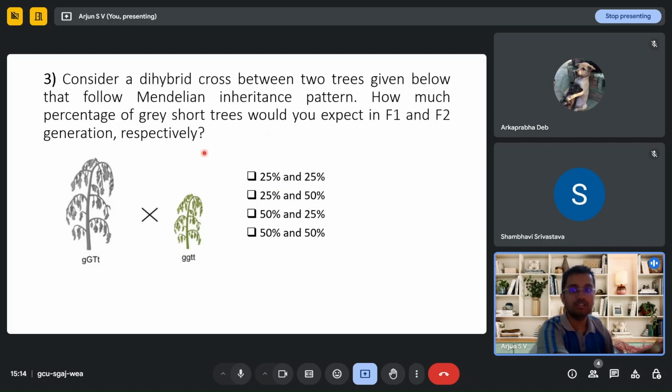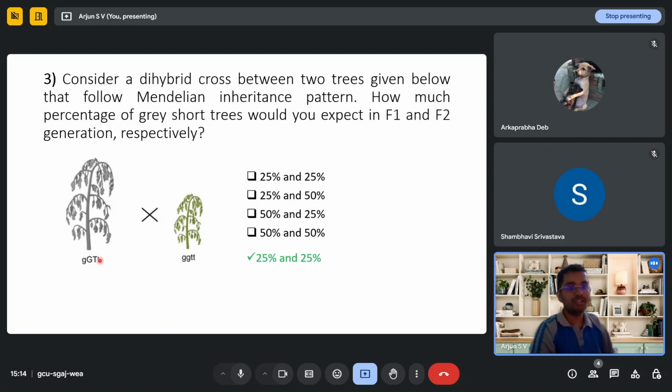So I'll repeat the question. Consider a dihybrid cross between two trees given below that follow Mendelian inheritance pattern. How much percentage of gray short trees would you expect in F1 and F2 generation respectively? So this is also a very straightforward thing where you can either use probability or you can work it out. So the answer will be 25% and 25%.